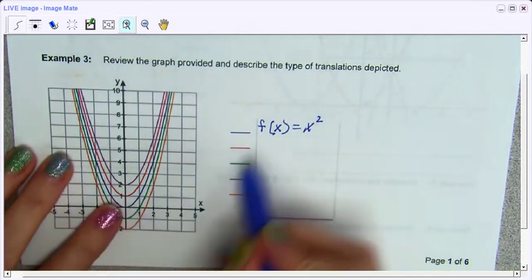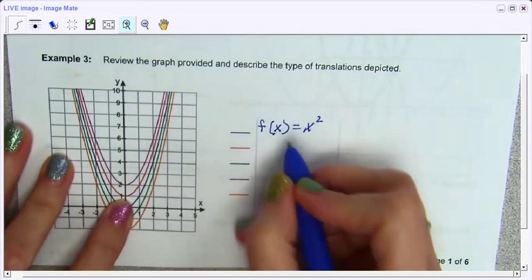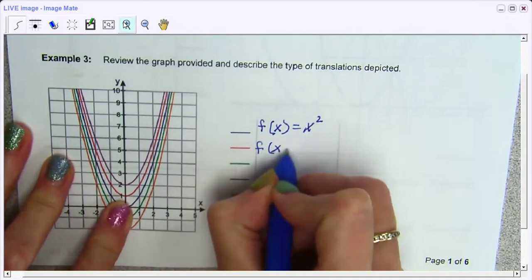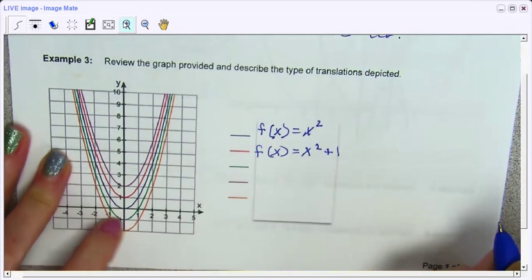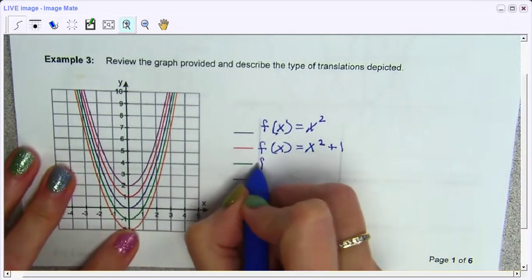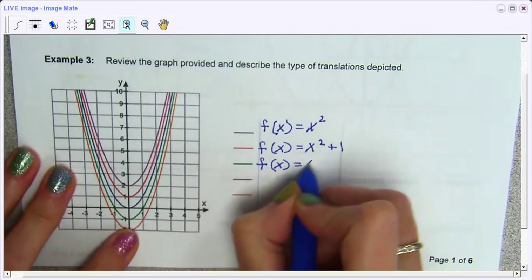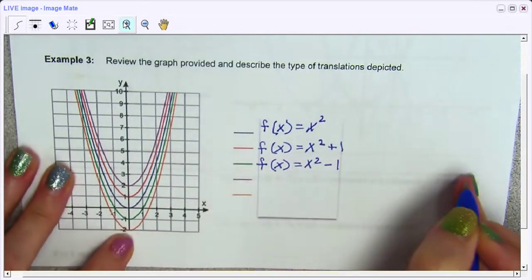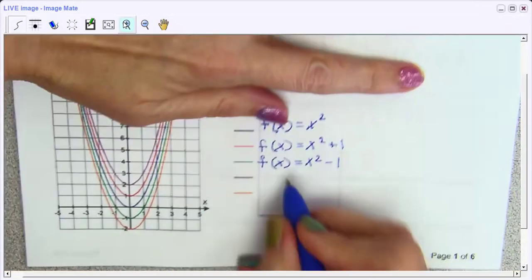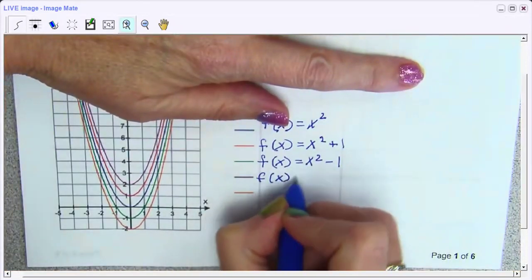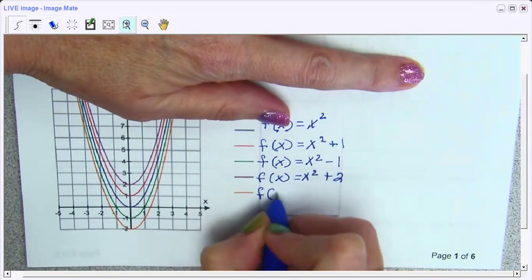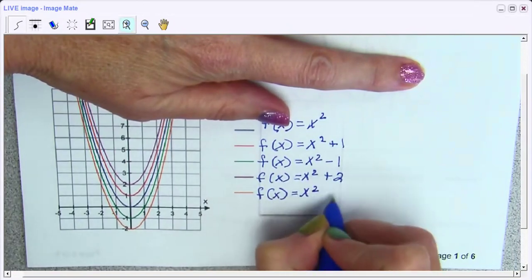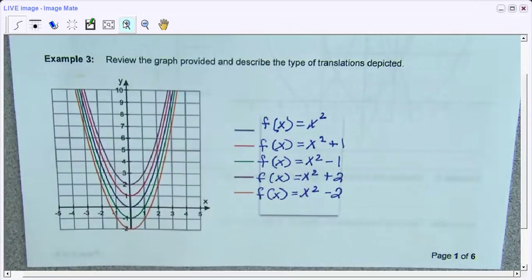All right, so now the red line is going to be f of x equals x squared plus 1. The green one is f of x equals x squared minus 1. So go ahead and do the purple and the orange. Okay, so that's kind of how you recognize it from a graph and how you recognize it from an equation.